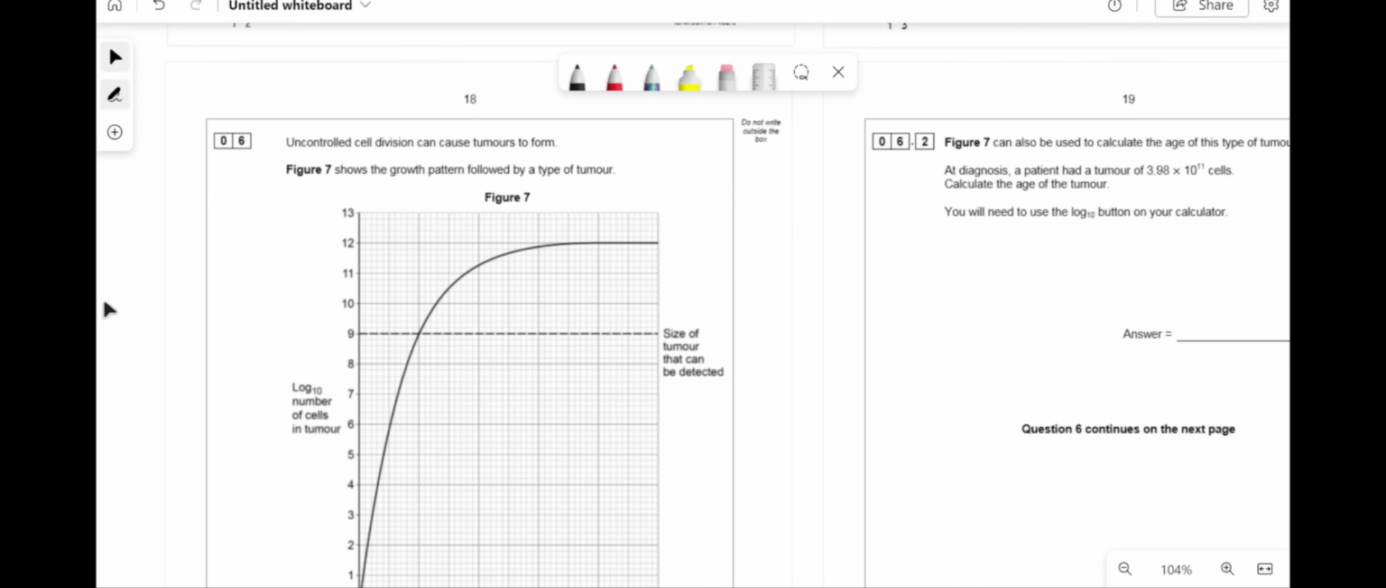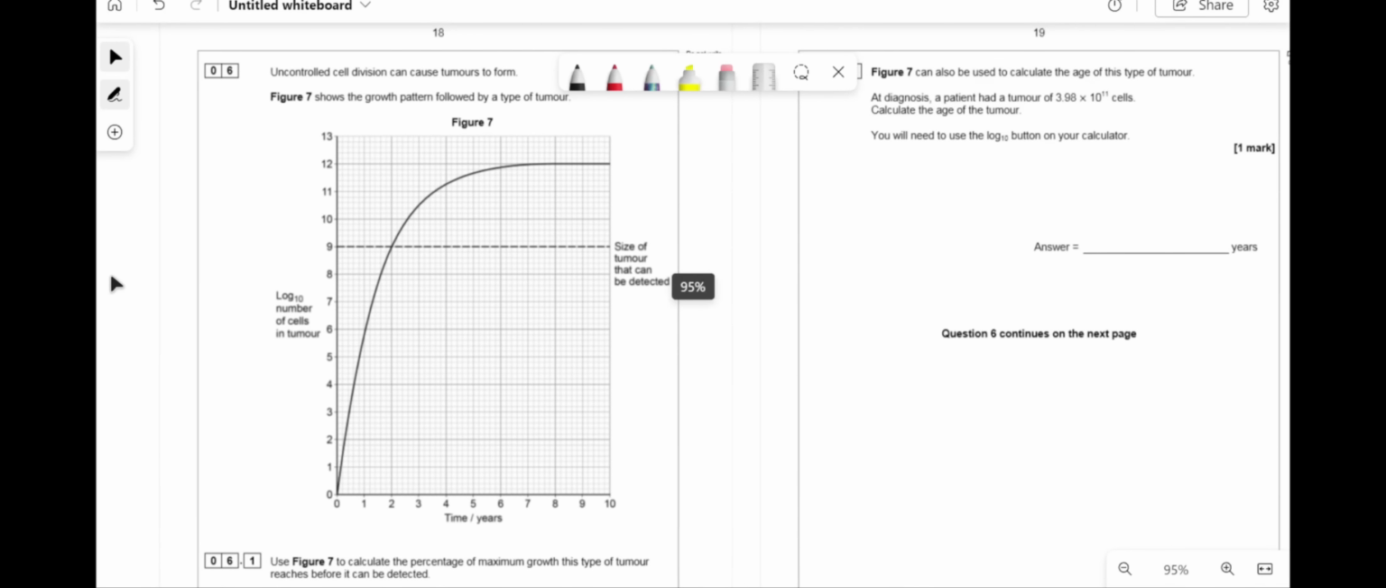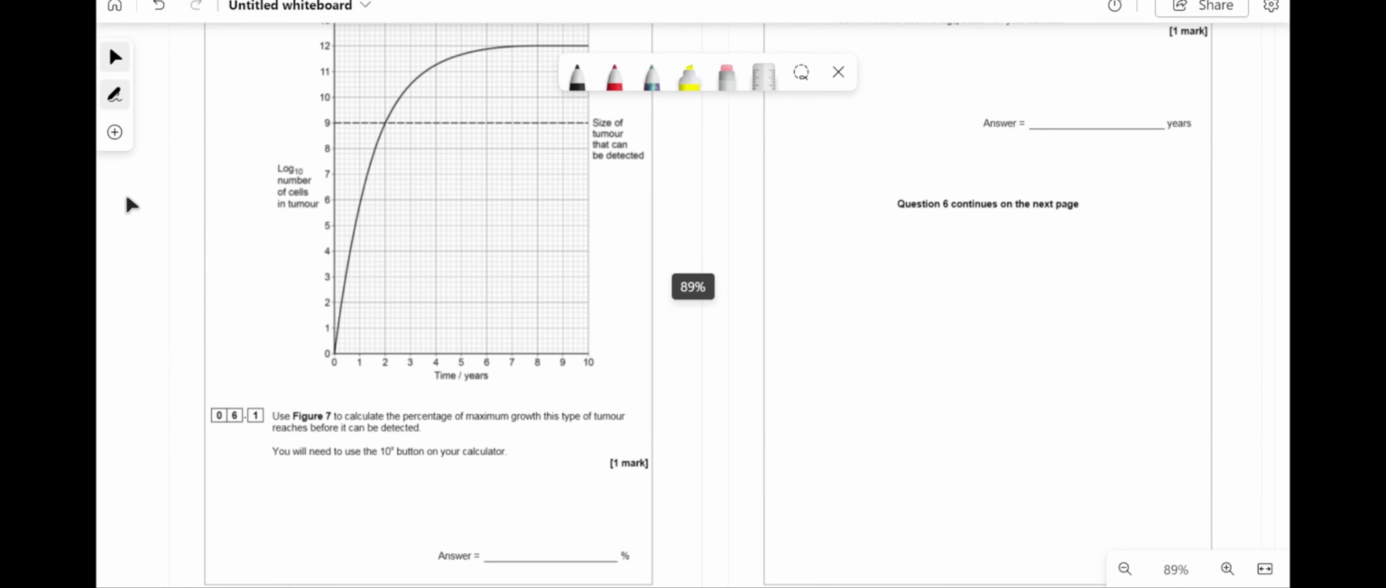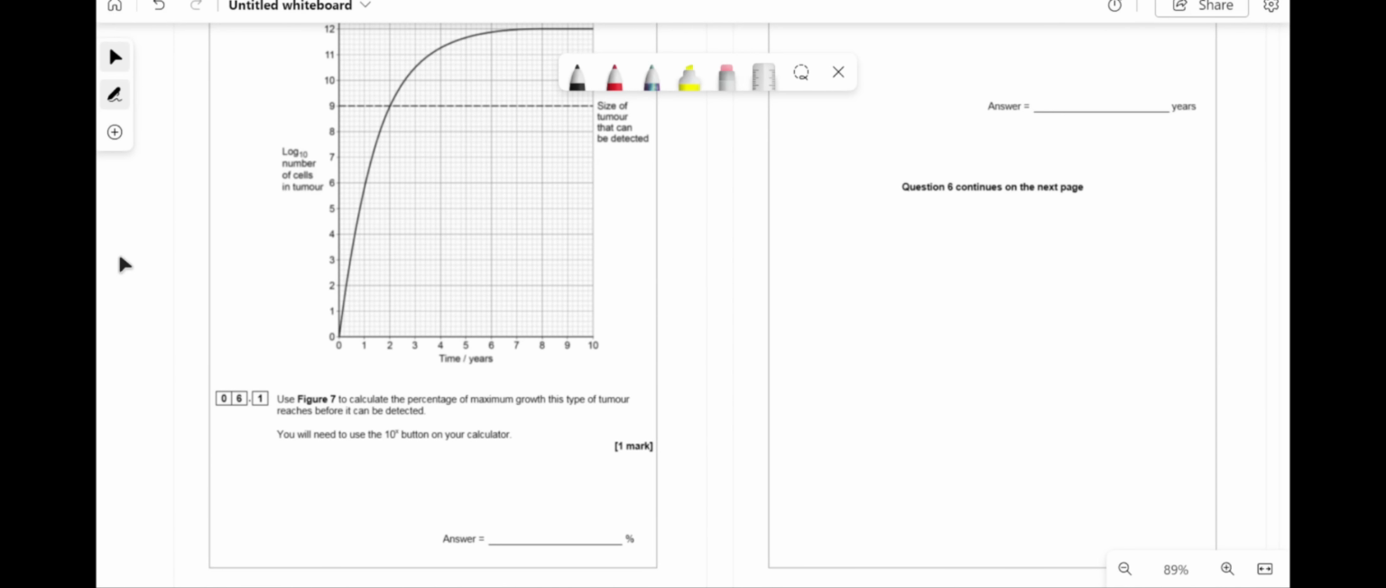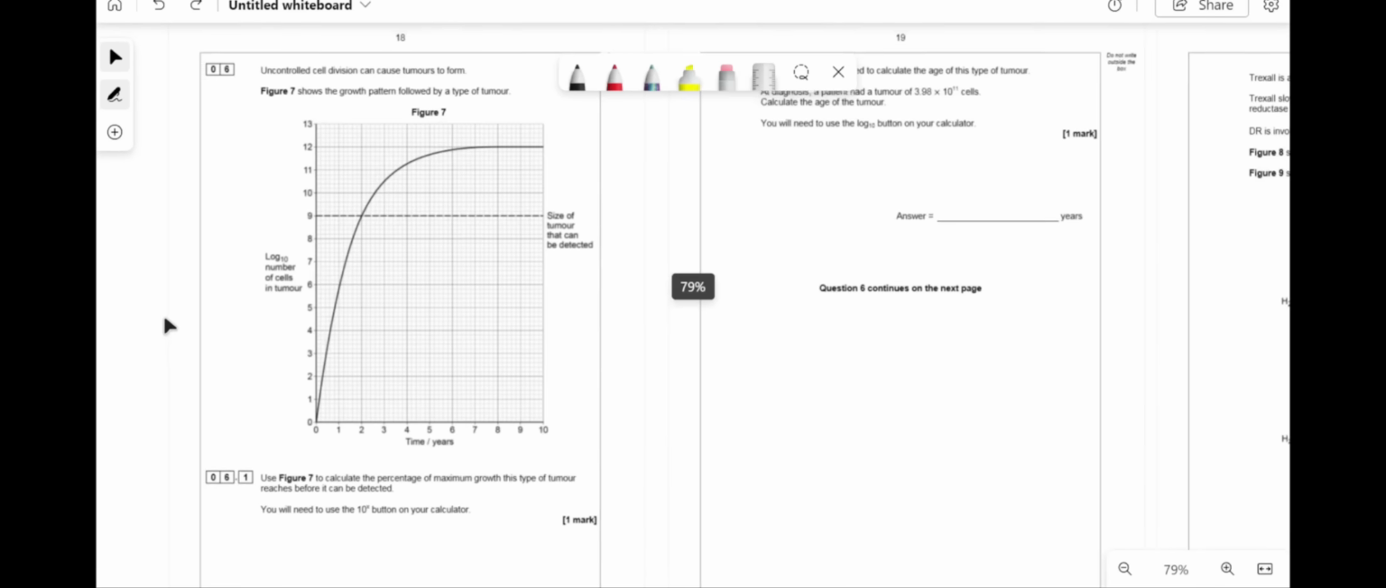Uncontrolled cell division can cause tumors to form. Figure 7 shows the growth pattern followed by a type of tumor. So we've got time in years, we've got log 10 of the number of cells, and we've got the size of tumor that can be detected. So anything above this line can be detected. Fair enough. Use figure 7 to calculate the percentage of maximum growth in this type of tumor before it can be detected. You will need to use the 10 to the x button on your calculator.